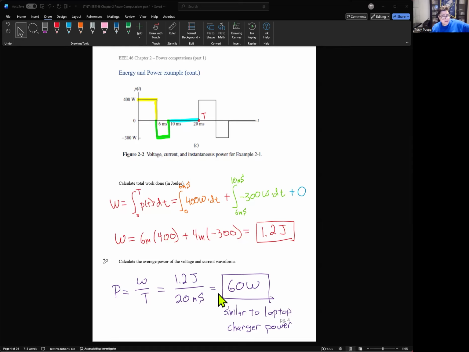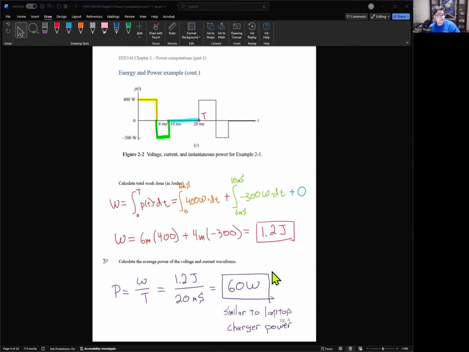Okay. In terms of wattage, what does 60 watts mean to you? That's similar to your laptop charger. Your laptop charger probably runs between 30 and 60 watts, maybe 100 if you have a huge gaming laptop or something. But 60 watts is a good average for a laptop charger. Old incandescent light bulbs run about 60 watts. Your phone charger is probably running about 20 watts, just to give you an idea.